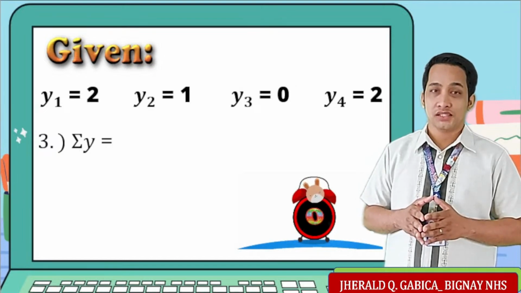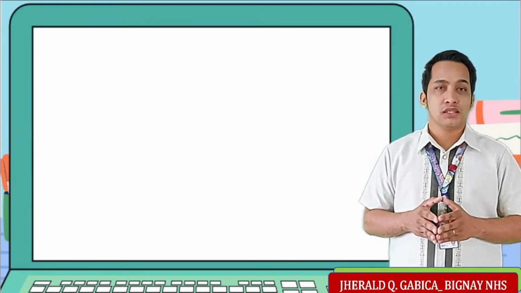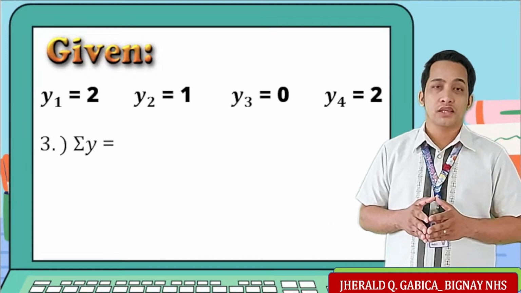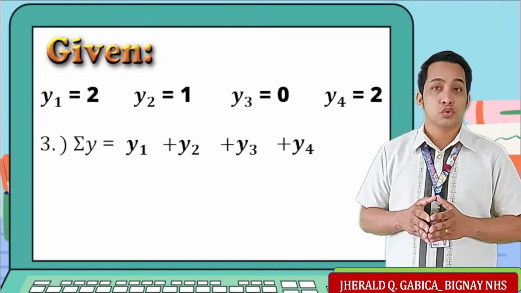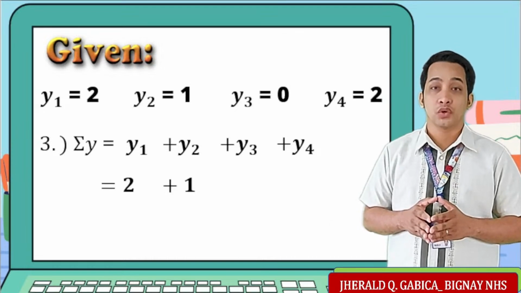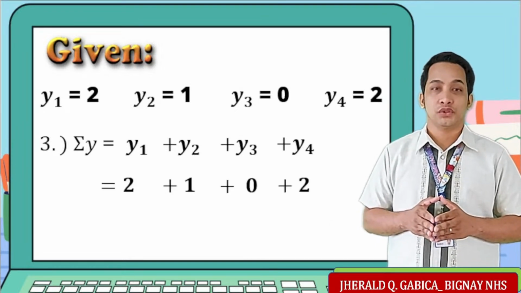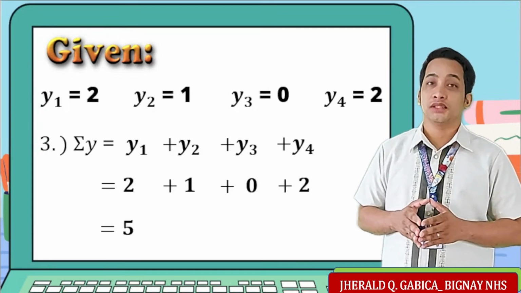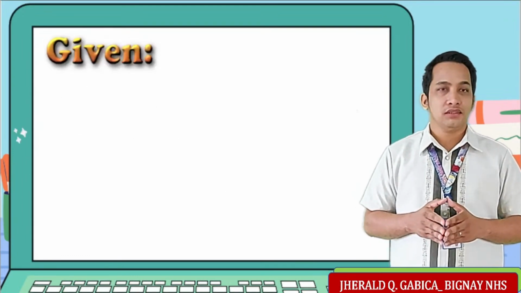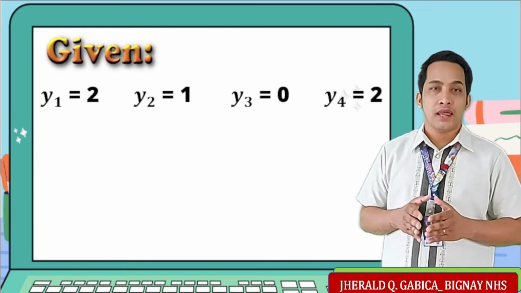Our solution is summation of y is equal to y sub 1 plus y sub 2 plus y sub 3 plus y sub 4. That is 2 plus 1 plus 0 plus 2 is equal to 5. Number 4, using the same given, find summation of y over n.